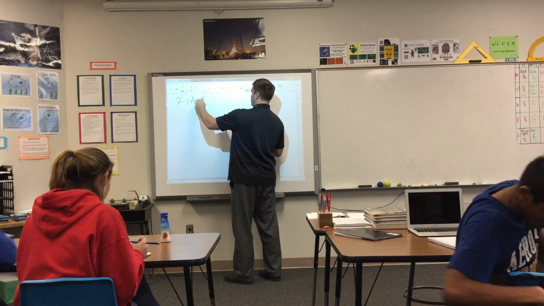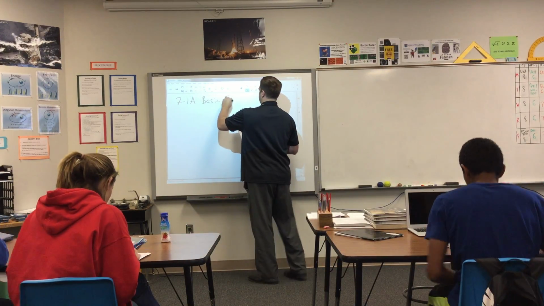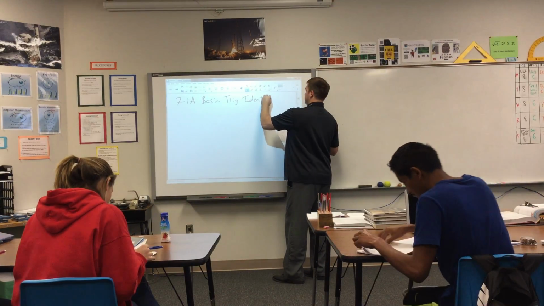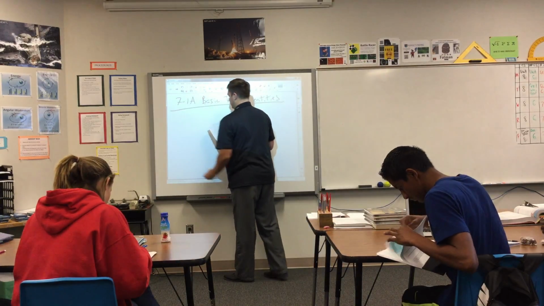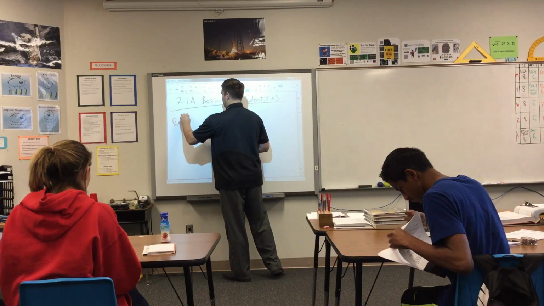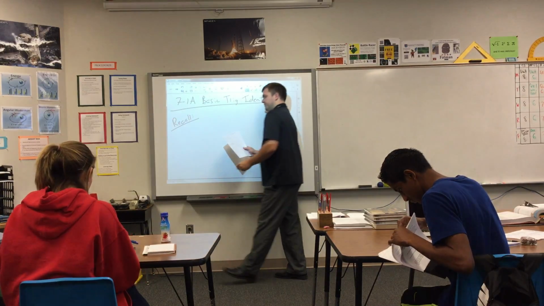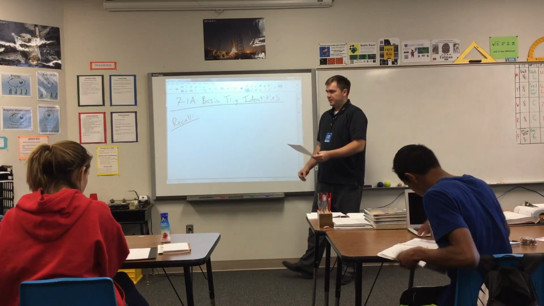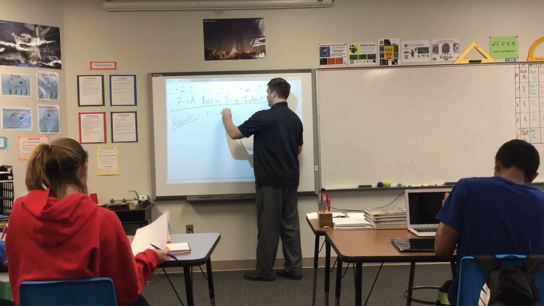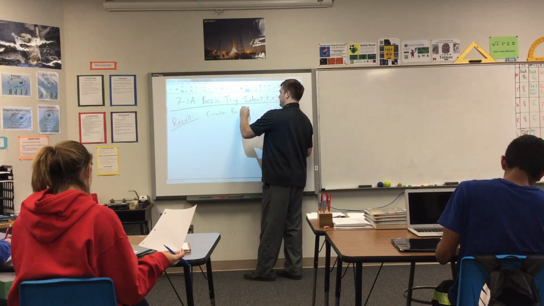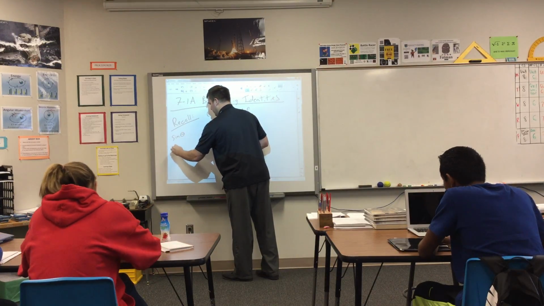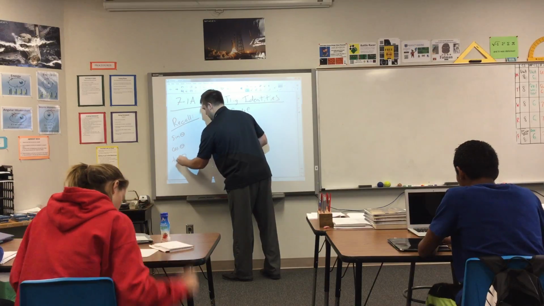So 7-1A, basic trig identities. So the first thing that we need to remember are the circular function definitions. We're going to be using these. So sine, cosine, tangent.